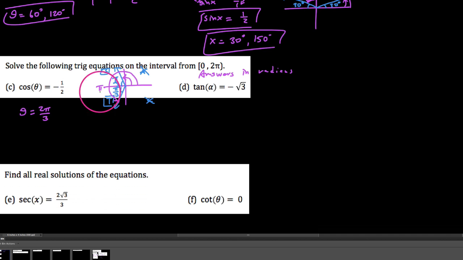And then we would say that this angle down here in the third quadrant is a pi third past pi, or 3 pi thirds. So we would say that must be 4 pi thirds right there.